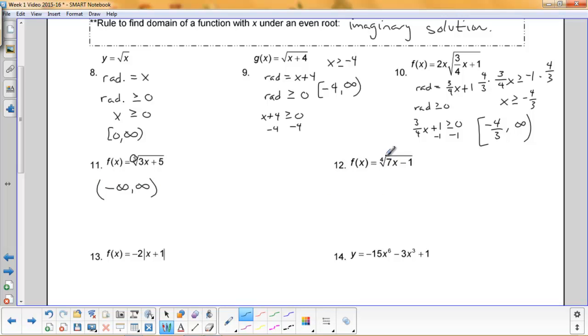All right, on this one, oh, there's that even numbered index. That means we've got that restriction. So the radicand is 7x minus 1. And remember, the radicand must be greater than or equal to 0. 7x minus 1 greater than or equal to 0. Add 1 to both sides. 7x greater than or equal to 1. Divide by 7. Greater than or equal to 1/7. Remember interval notation: 1/7 to infinity, bracket, parentheses.